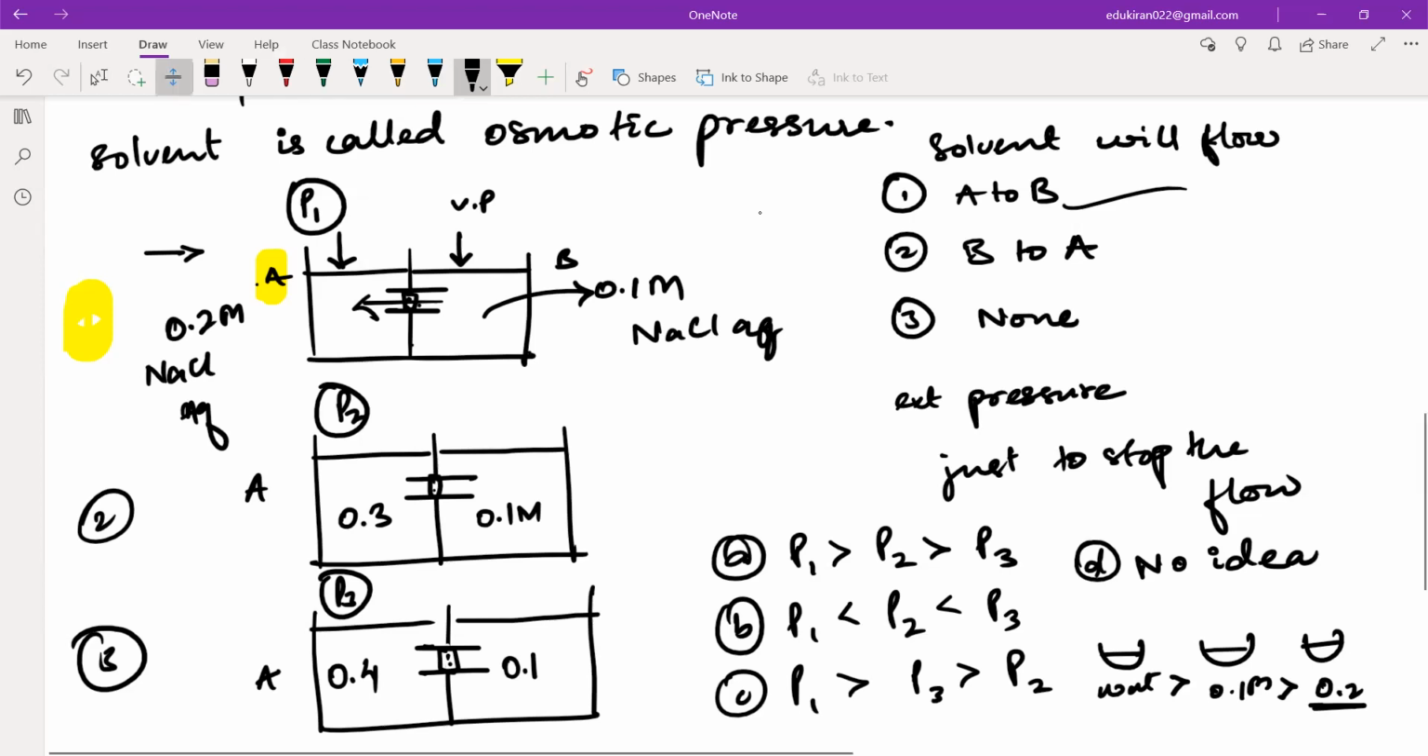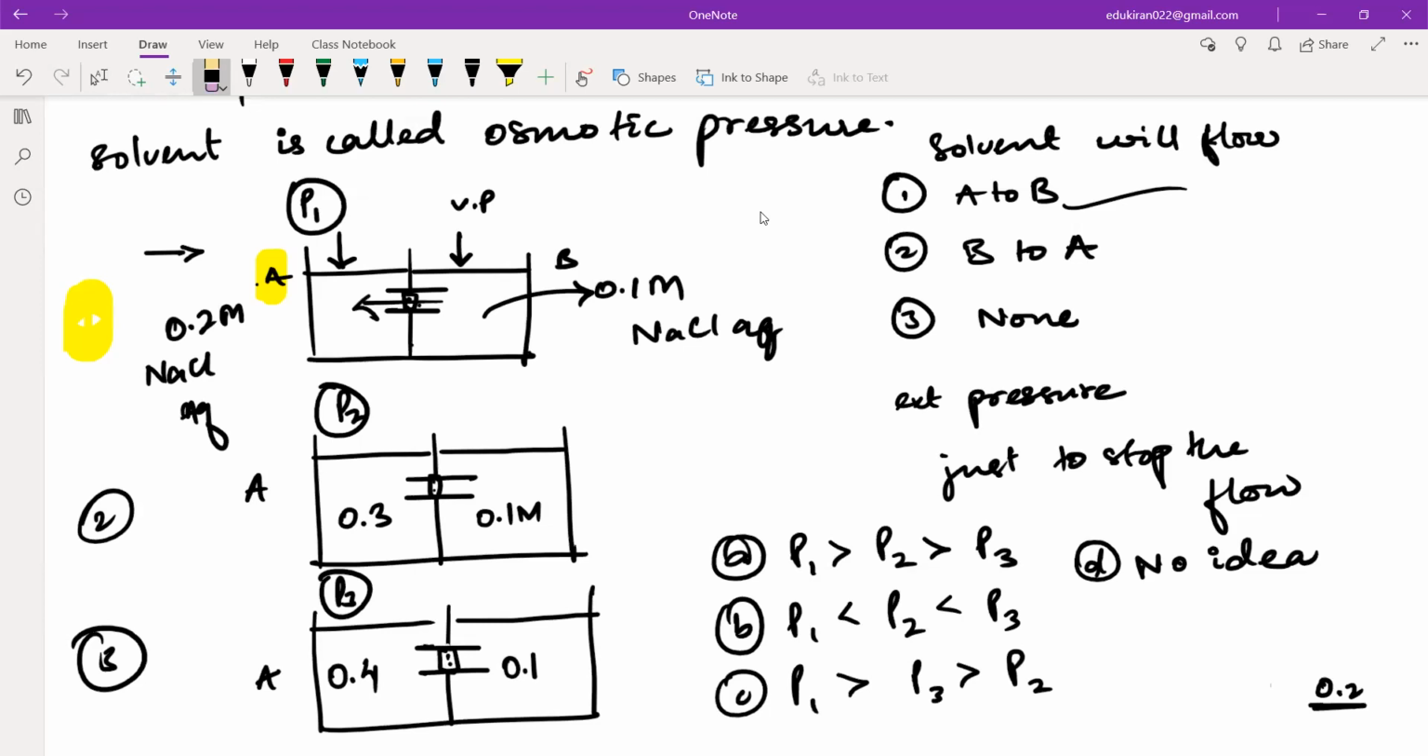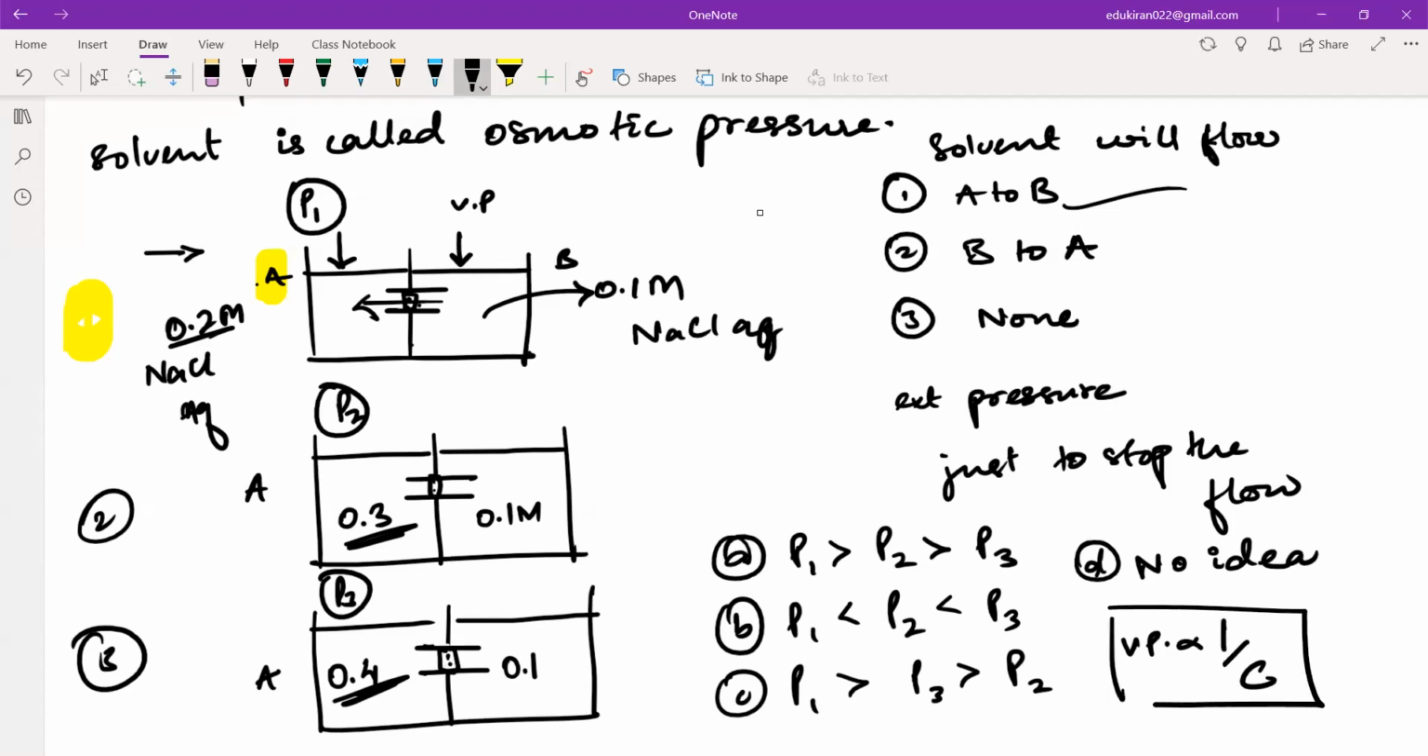Now you tell me, where will we have the least vapor pressure in 1, 2 or 3? In the first we have 0.2 molar, here we have 0.3, and here we have 0.4. Right? I'm asking about vapor pressure. Vapor pressure is directly proportional to concentration? Yes or no? Sorry, vapor pressure is inversely proportional to concentration. If the concentration is higher, as we saw, water had the highest, 0.1 had lower vapor pressure, so 0.2 had lower still, then the third one. Third one, right? Rifat, got this? Yes, it's the third one.